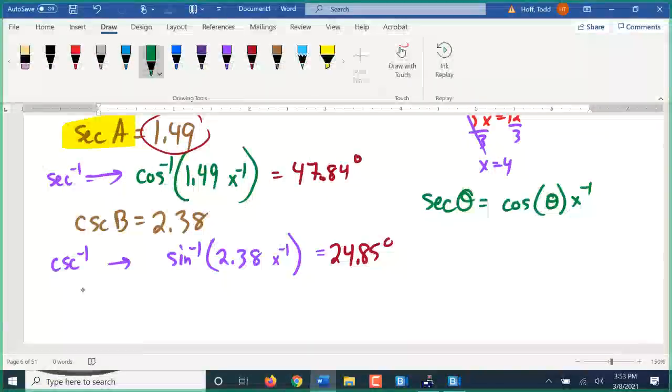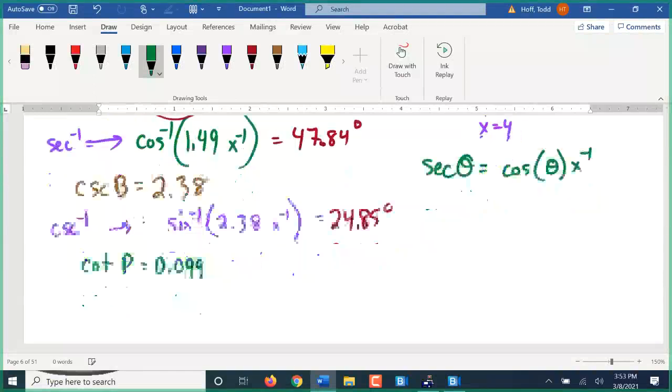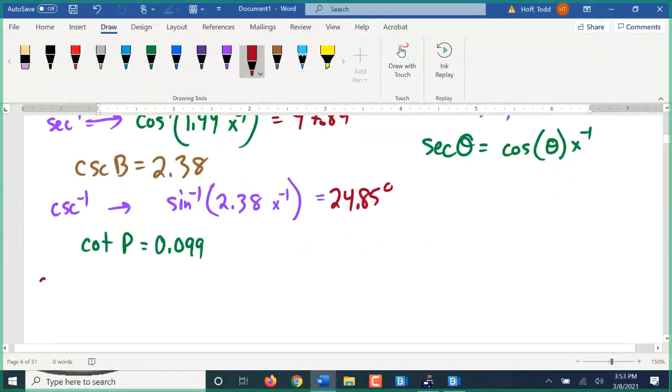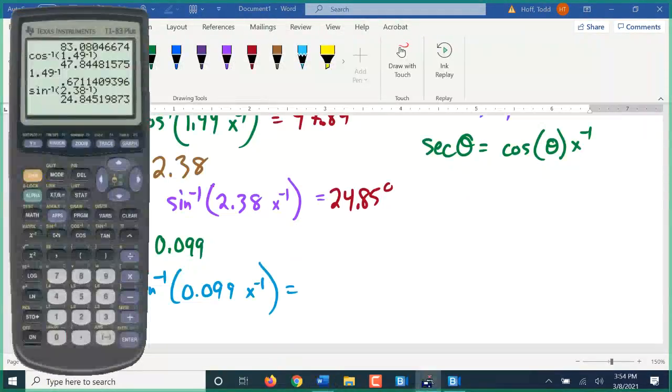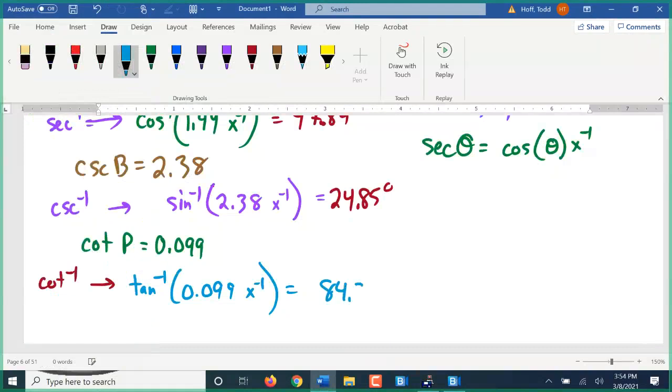Or if I tell you that the cotangent of angle P equals 0.099, how do I find angle P? To do an inverse cotangent, I use what function? Tangent. And it's 0.099, and the reciprocal again is inside the parentheses when I do an inverse. You are correct, 84.35 degrees. What do you think? Good stuff?